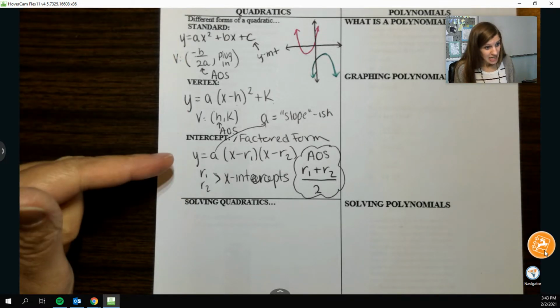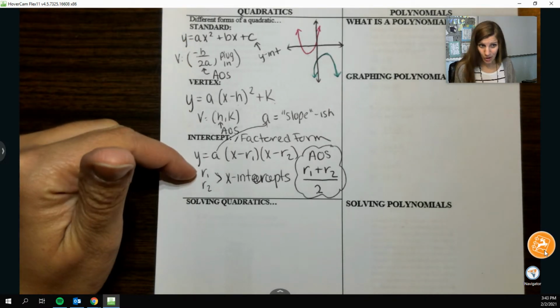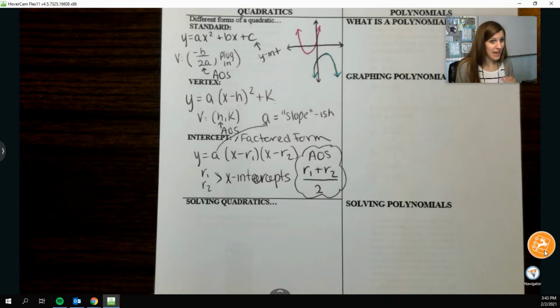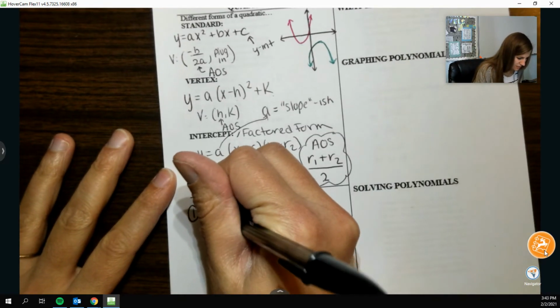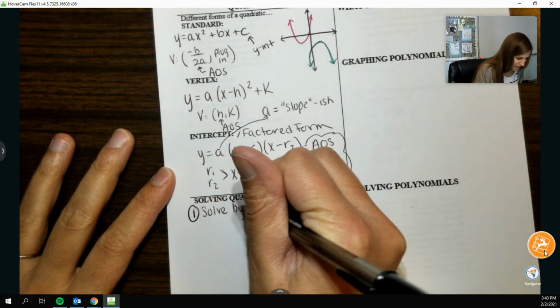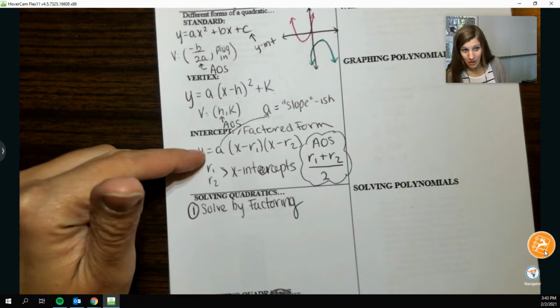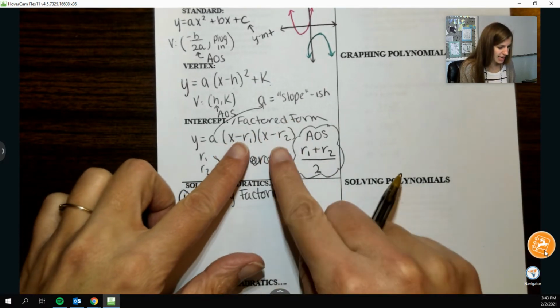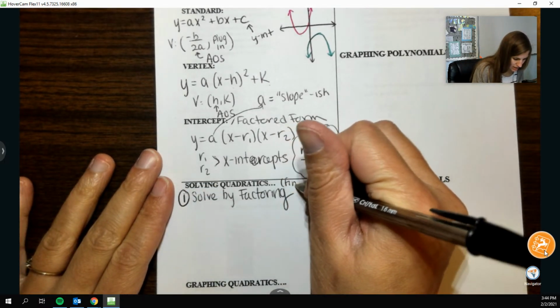This was more graphically stuff. If I'm solving them, depending on the form, I'm going to solve it different ways, but the best way and the fastest way to solve it, your number one goal is to try to solve by factoring. Now I say solve by factoring. If your equation is already in factored form, you're done. And so that's where we just set each parenthesis equal to 0. And you get your x-intercepts, and that's solving. So solving quadratics just means find the x-intercepts.